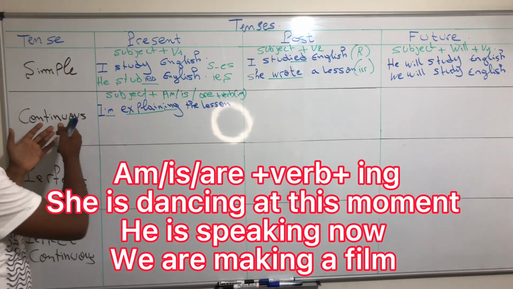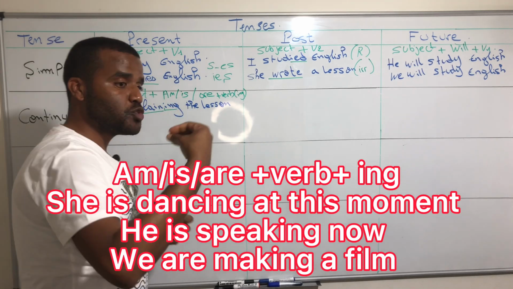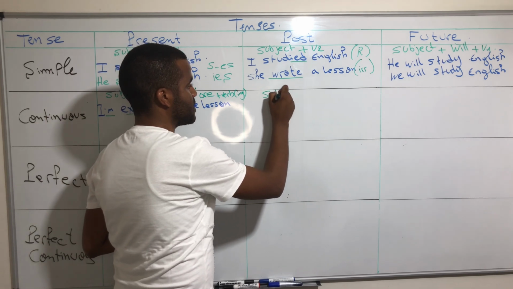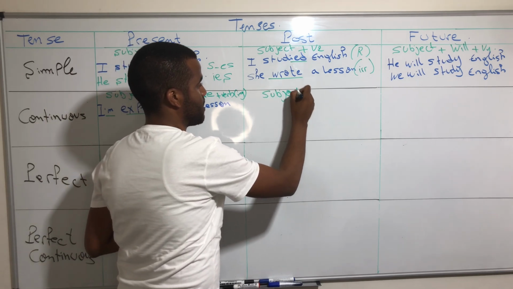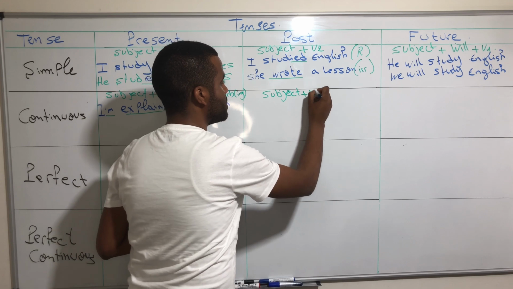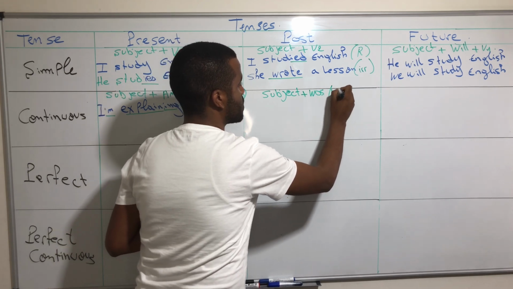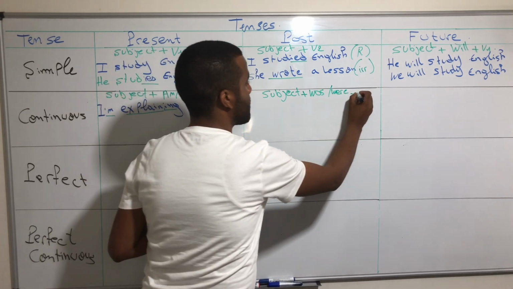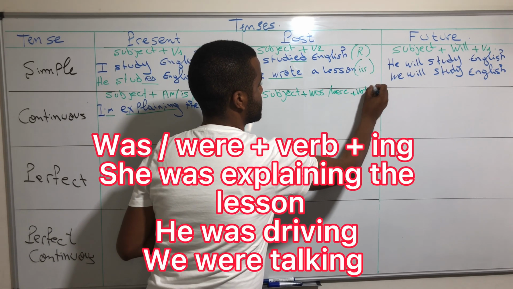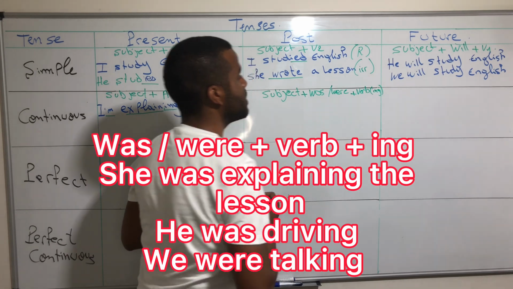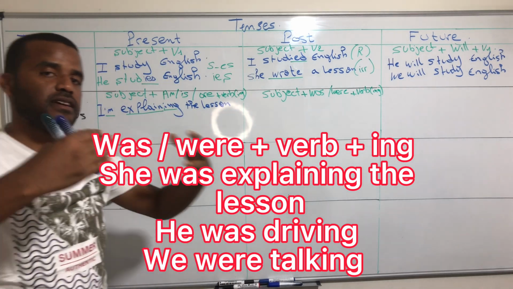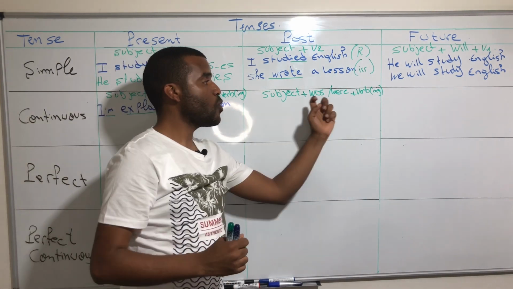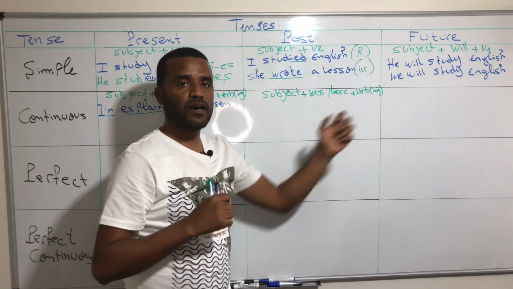Okay, so we move to the past form. Past continuous. Okay, past continuous. The rule of past continuous is you need the subject plus was or were. Okay, the verb to be in the past, was or were, plus verb in ing form again. This is the thing that you need in past continuous.